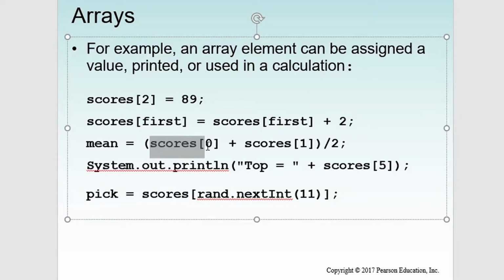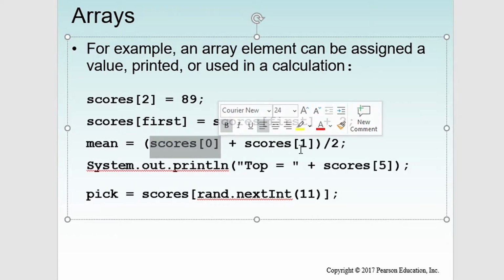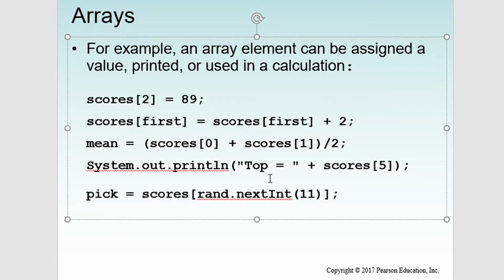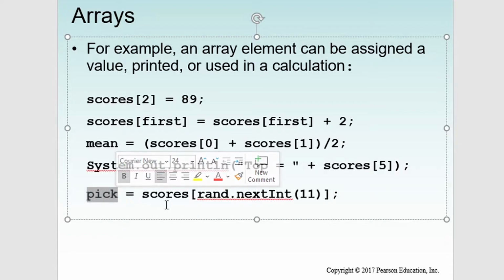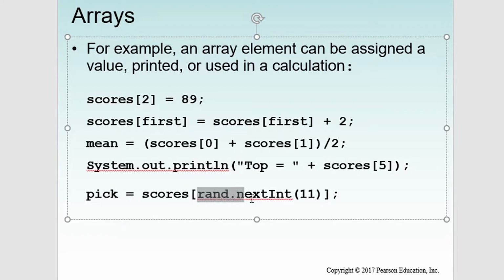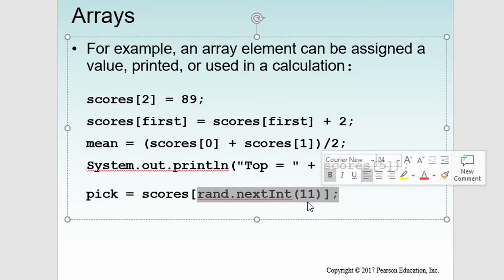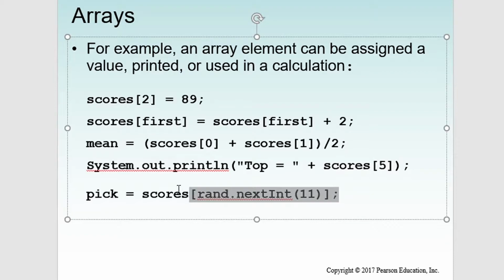Mean is equal to the score at index 0 plus the score at index 1 divided by 2. Then they're outputting the string top is equal to, and they print out the value at 5. And then they have a variable pick, and they assign it the value of scores at some random integer. And since they're passing in 11, this can be a random integer between 0 and 10, including 0, including 10.